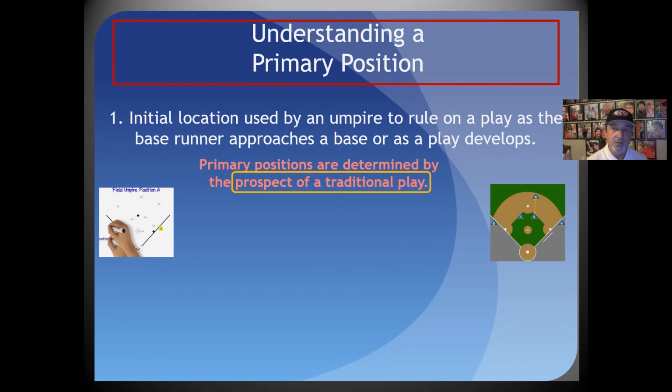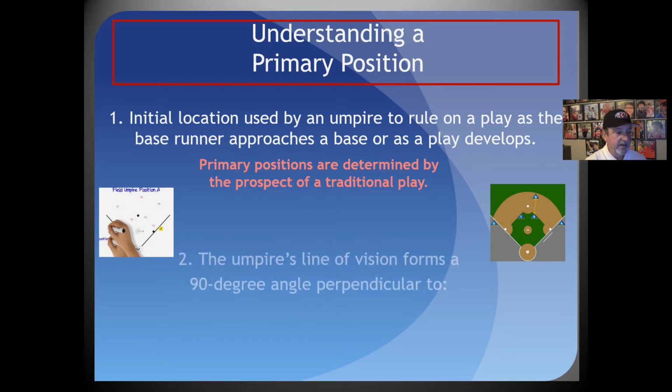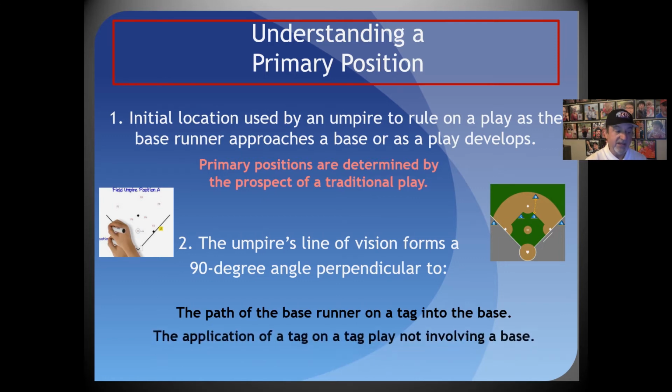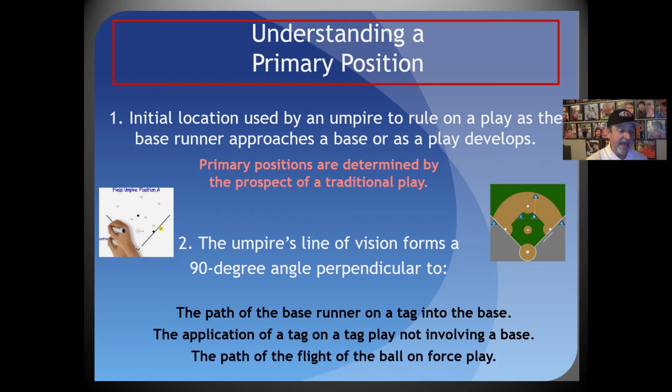Again, in a normal situation, you're going to get to that spot, hopefully make the call. A lot of routine force outs, you're going to get to your spot, make the call, but you're always going to be adjusting, and that's the primary position. It is the umpire's line of vision as it forms a 90-degree angle perpendicular to the path of the base runner on a tag into the base, the application of a tag and a tag play not involving a base, and finally the path of the flight of the ball on a force play.